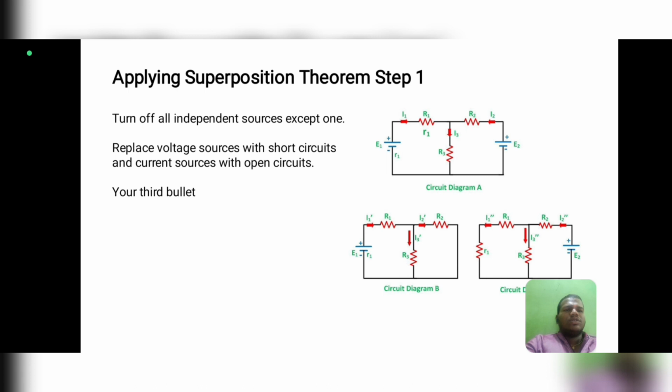Applying superposition theorem, step 1. Turn off all the independent sources except one. Replace voltage sources with short circuits and current sources with open circuits.